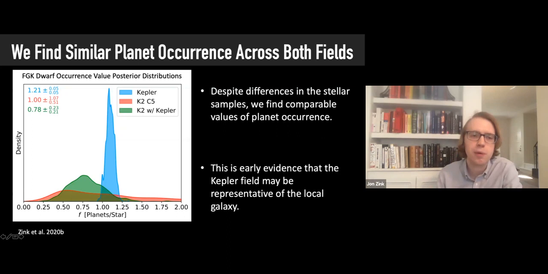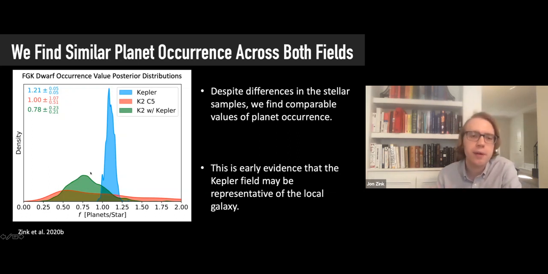So remember, we have about 3,000 planets here. We have about 75 planets here. So you can see Kepler is much more precise than K2 is. But we're still seeing about a 2 sigma deficit in planet occurrence here in this green sample.